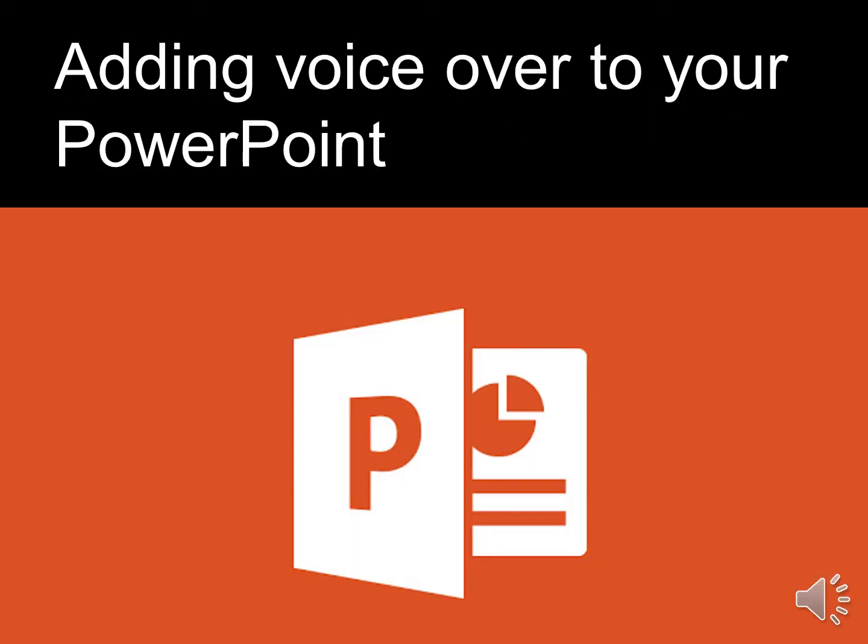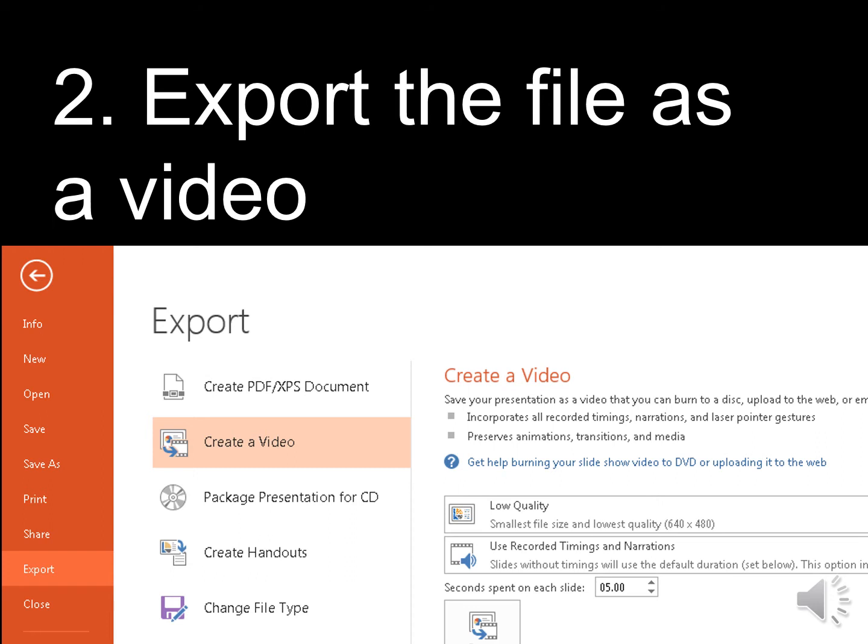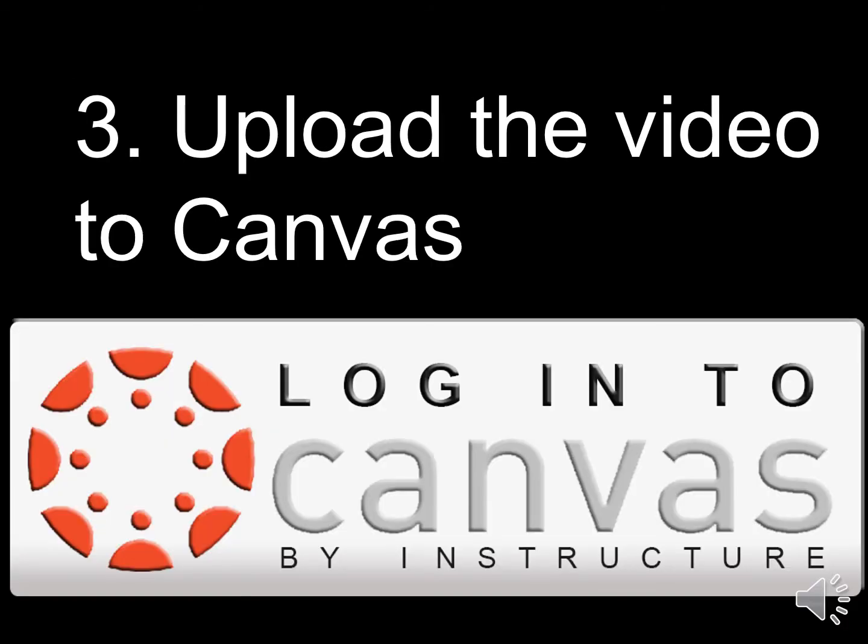So how would you add voiceover to your PowerPoint if you want to create a virtual presentation? Now, this is fairly easy. You just go to the tab that says Slideshow and then select Record Slideshow and then just start talking. After you have recorded your slideshow, then export the file as a video. Export and create a video. Then all you have to do is upload the video to Canvas. Not too difficult.